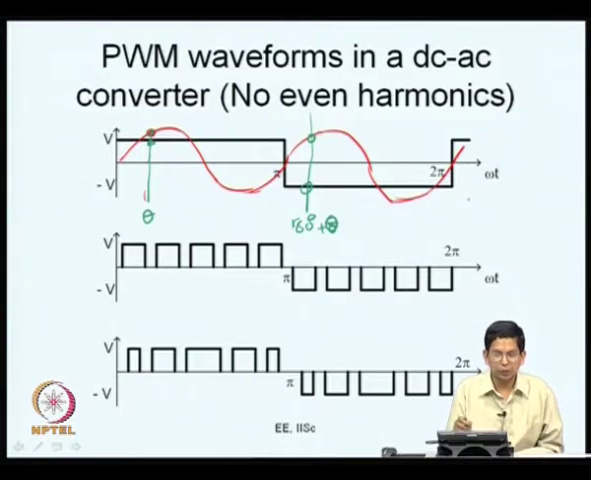So, the same is valid for any theta. When you integrate this over the entire range, starting from 0 and going all the way up to 180 degrees, it is 0. So, it does not have any even harmonic.